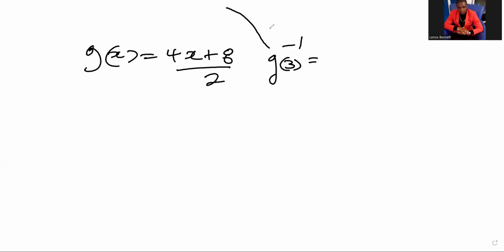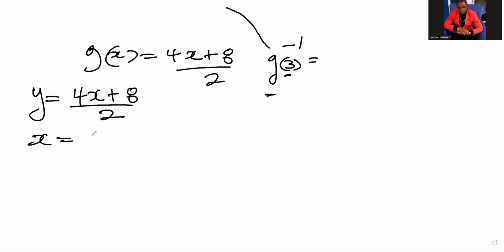Alright, so it asks us to find the inverse and then plug in 3. So we can find the inverse first. We change the function to y. So y is equal to 4x plus 8 over 2. Next, we interchange x for y and y for x. So x is equal to 4y plus 8 over 2.